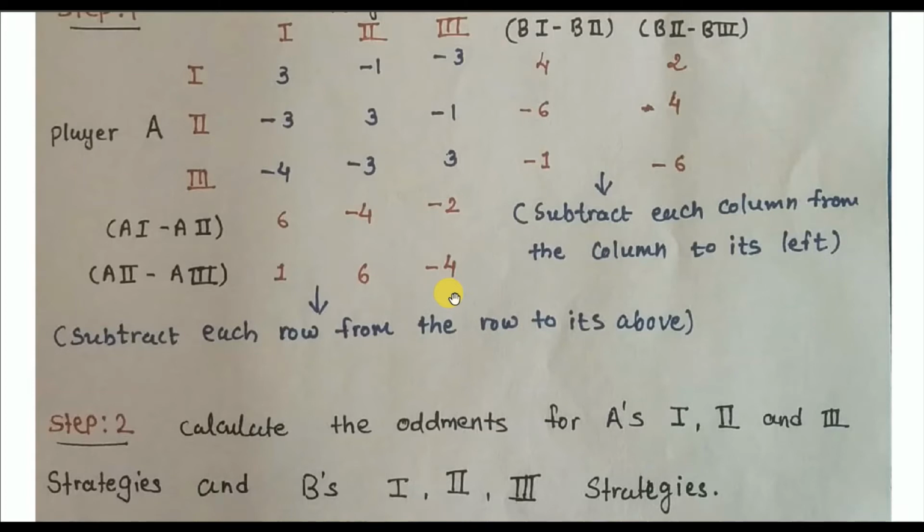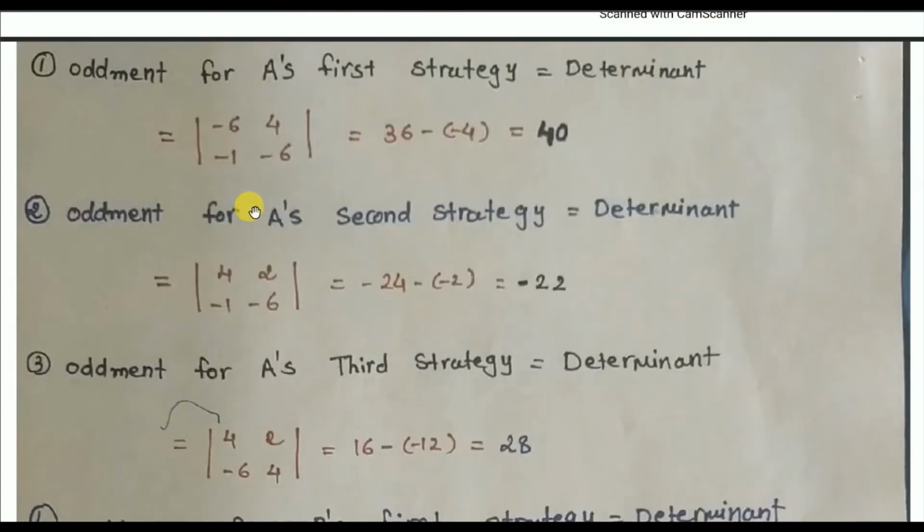Calculate the oddments for A's all 3 strategies and B's all 3 strategies. You may wonder what the oddments are; this method is also known as the matrix method. The oddments are similar to minors of the matrix. They are not exactly minors but similar, and we have to find the determinant of those minors. So here we see the oddment for A's first strategy.